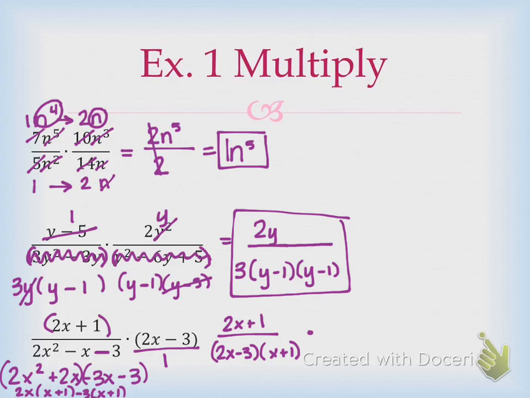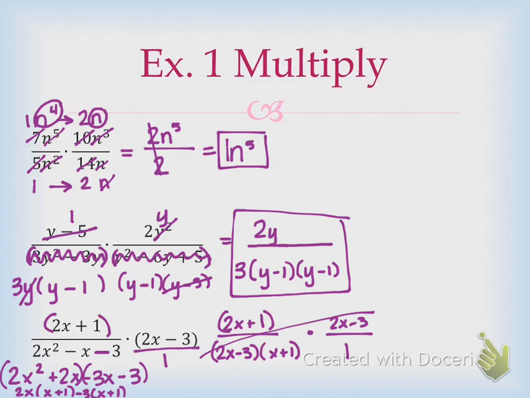Then I'm going to be multiplying it by 2x minus 3 over 1. Okay? Now, is there anything I can cancel out diagonally here? No, there's nothing. Can I cancel out the ones? Because this right here is a pair. We cannot touch it unless there is another 2x plus 1. So those ones are off limits. It's not being multiplied, it's being added.